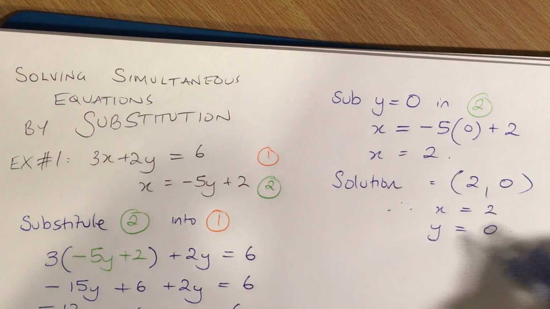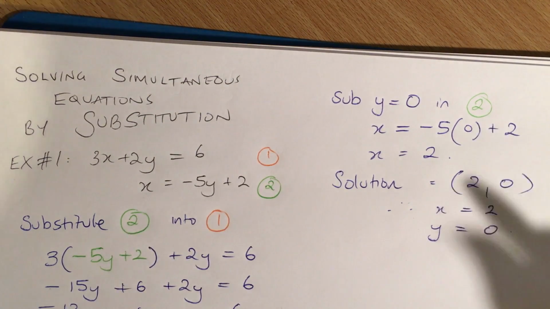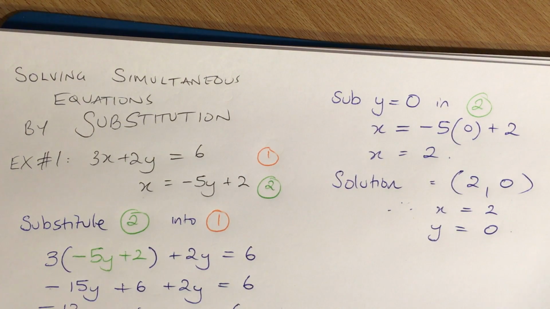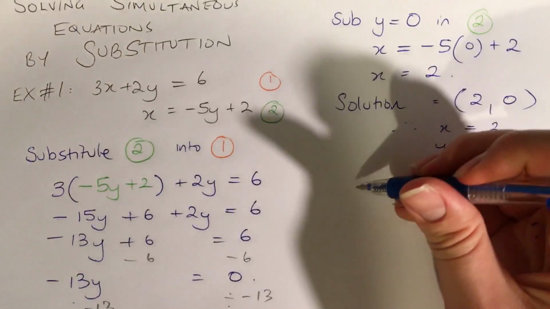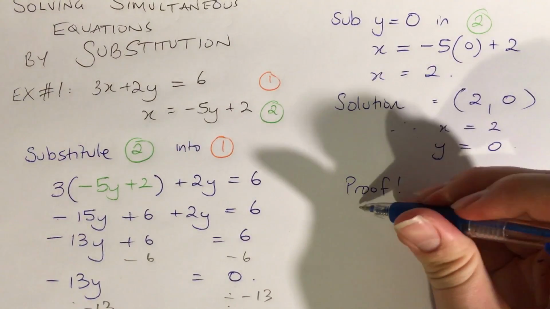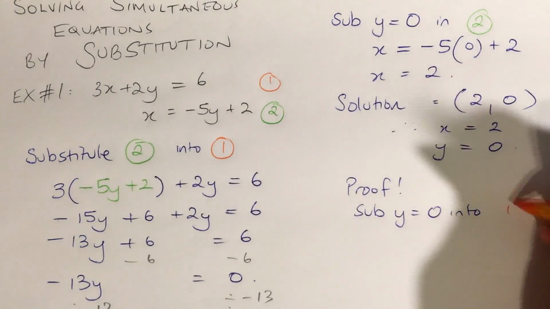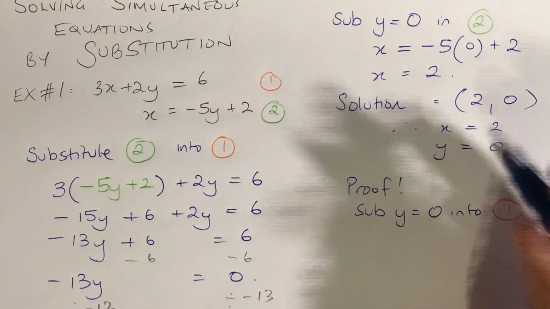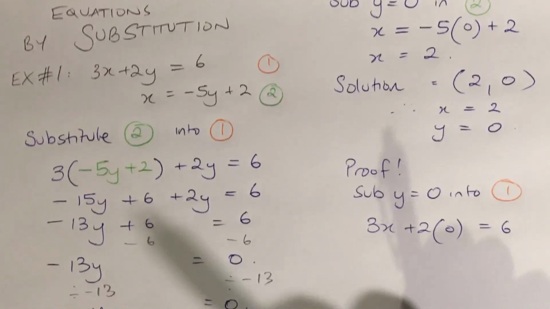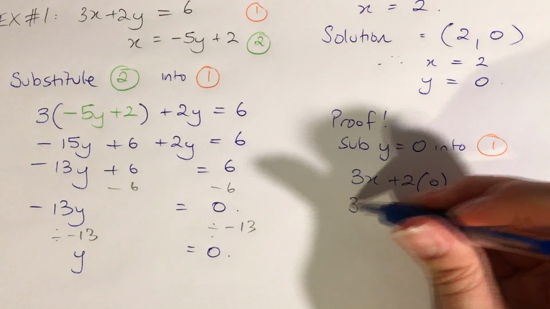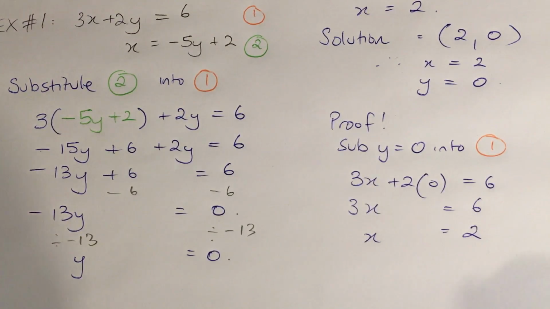You may put either one of these as your answers. You don't need to write the whole kit and caboodle as I've done there. I just want to demonstrate two possible ways of answering it. Now you'll notice there I substituted y equals 0 into equation 2 as an additional proof. I'm just going to substitute it into equation 1 just in case you wanted to demonstrate it. So 3x plus 2 times 0 is equal to 6, so 3x equals 6, divide both sides by 3. You get x equals 2.